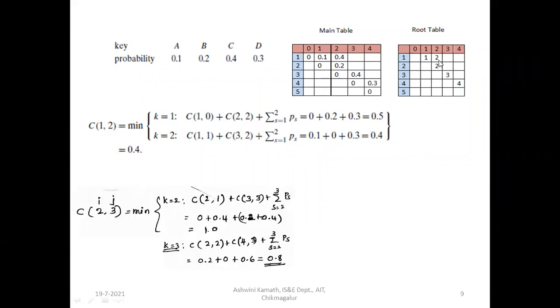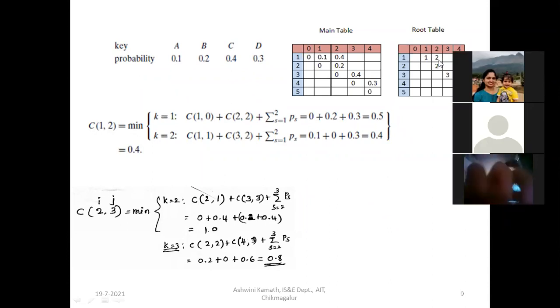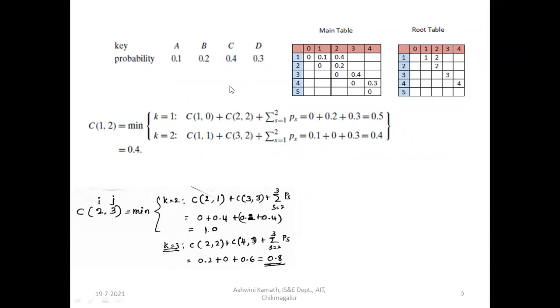Then let us consider C of 2, 3. For 2, 3, the k value varies from 2 to 3: k is equal to 2, k is equal to 3. For k is equal to 2, you apply the formula again. You will get 0 plus 0.4 plus the summation of the second one and the third one. Here i is equal to 2 and j is equal to 3. So 0.2 plus 0.4 is 0.6.